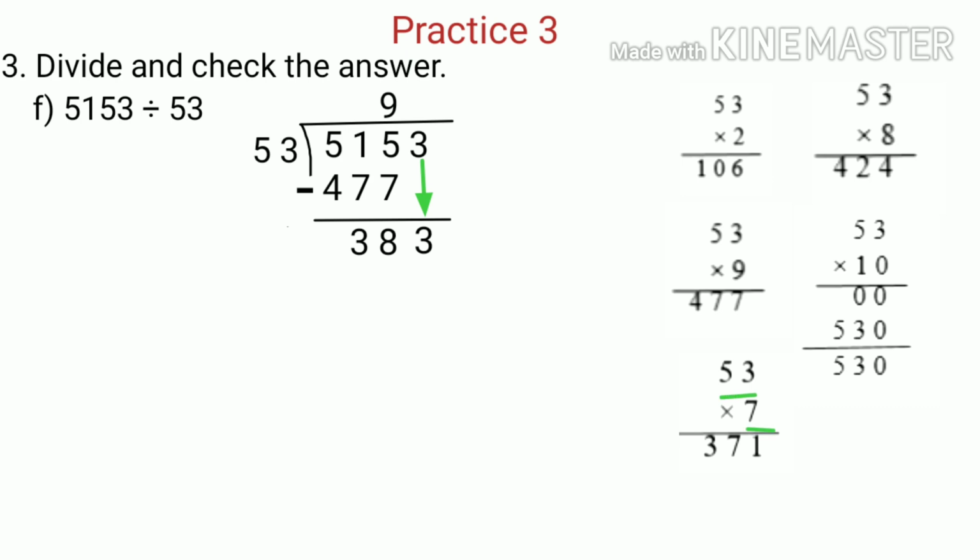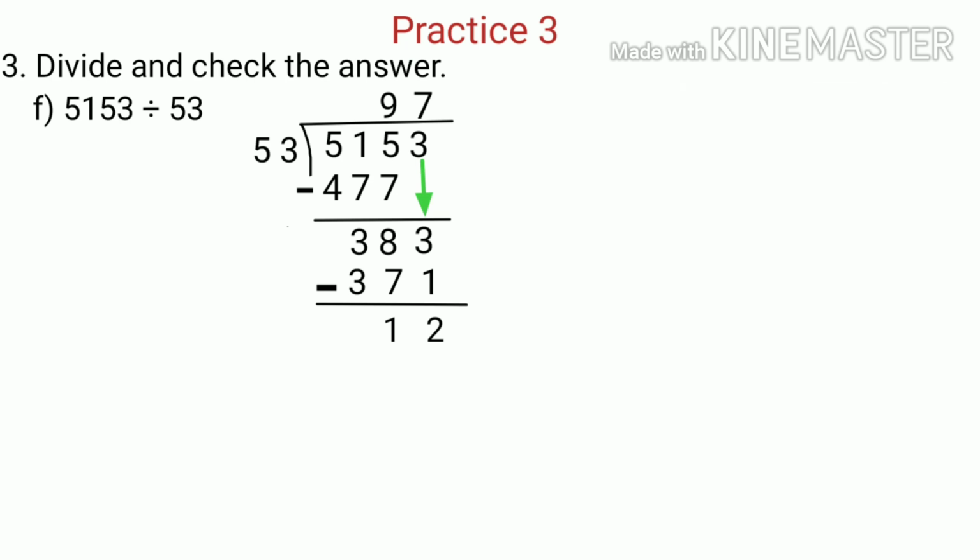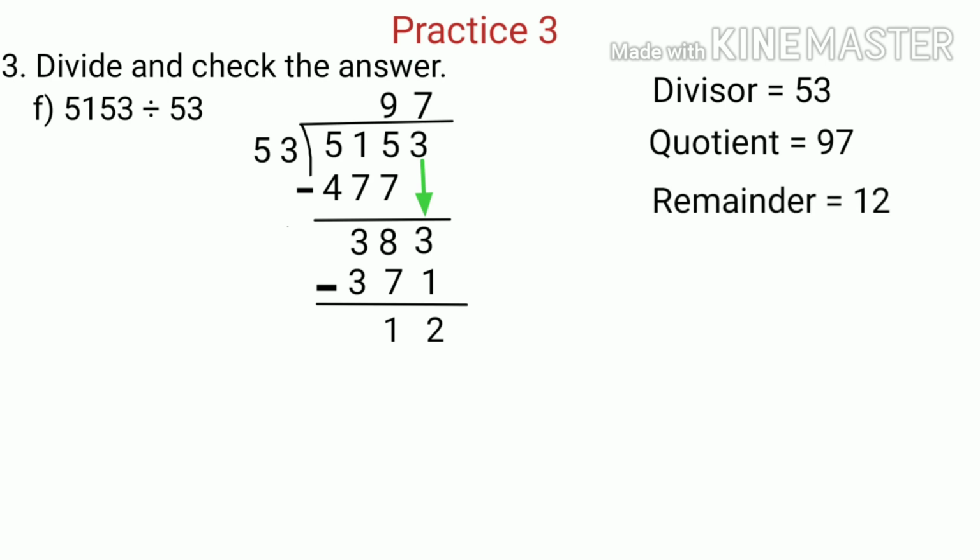And since 53 multiplied by 7 is 371, we write 7 as the quotient above 3. And we write the product of 53 and 7 below 383. That is, we write 371 below 383. And now we subtract 371 from 383. 383 minus 371 is 12. Now, since we don't have any number left in the dividend to bring down, we will stop the division here. So here the divisor is 53, the quotient is 97, and the remainder is 12.